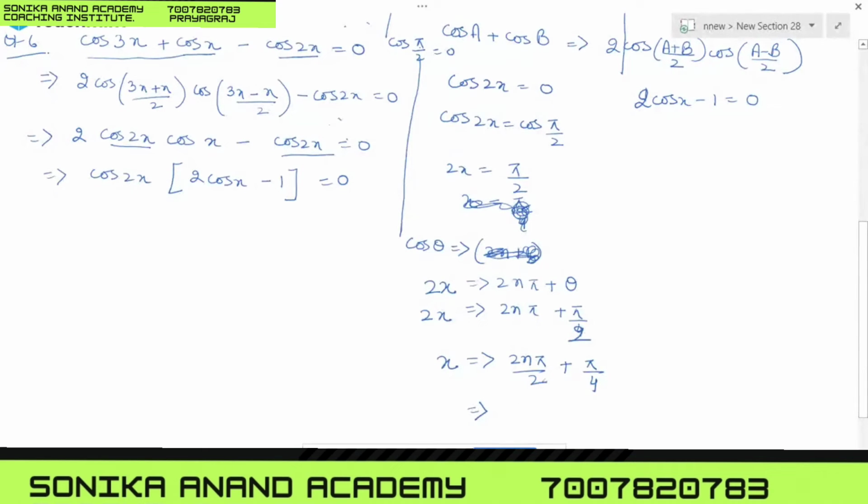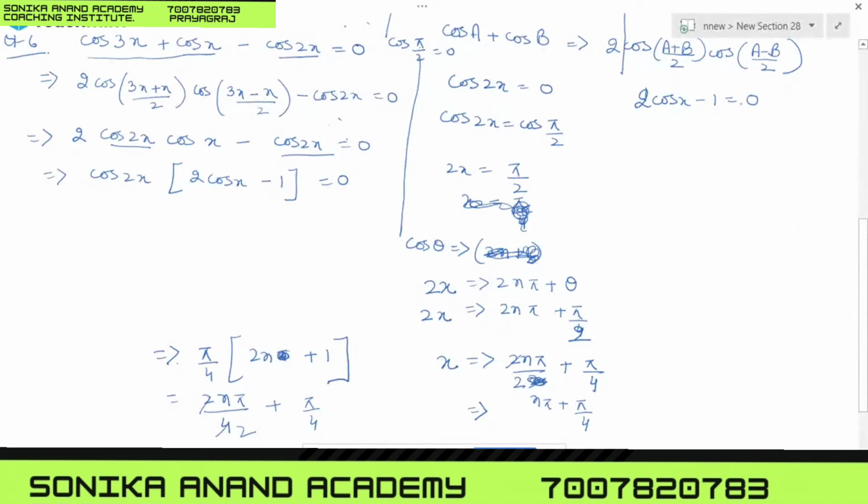So if we cancel, n pi plus pi by 4, or we have to write in the form of 2n pi. So we don't cut it. We take common pi by 4 and it becomes 2n plus 1. Because when we multiply 2n pi by 4, then pi by 4, it becomes pi by 2. You can see. So n pi by 2 plus pi by 4.